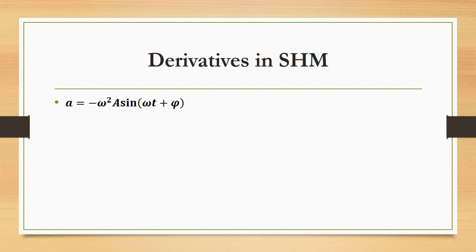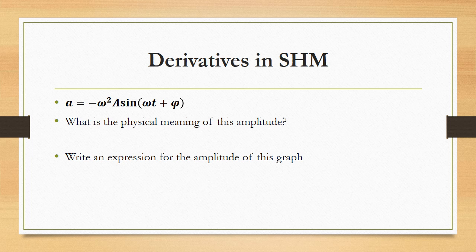So the same two questions we've done on the other graphs. Find the physical meaning of the amplitude of the graph. Again, I don't mean maximum displacement from equilibrium. Amplitude of this graph. And also write an expression for that amplitude. Pause and resume when you're ready.